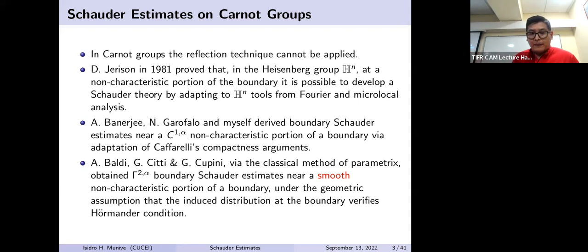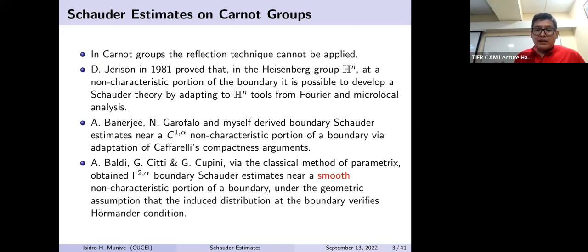those of Silvestre and Savin. Okay, and also there is some other method by Banerjee and Cupini, where they use some potential theory to prove Schauder estimates, but they prove it for k equal to 2 and also in smooth domains. If you can see, we do it in C^{1,α}, so that's a very big difference. And also they have some geometric assumption on the boundary. So they have to assume that the distribution at the boundary verifies some Hörmander condition. Okay, so very restrictive.